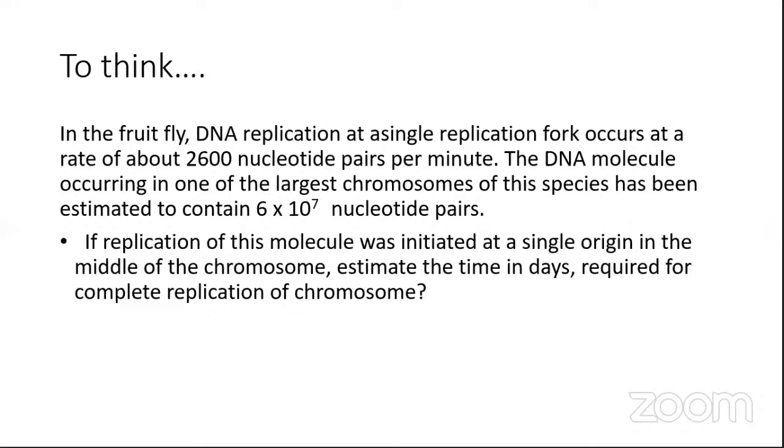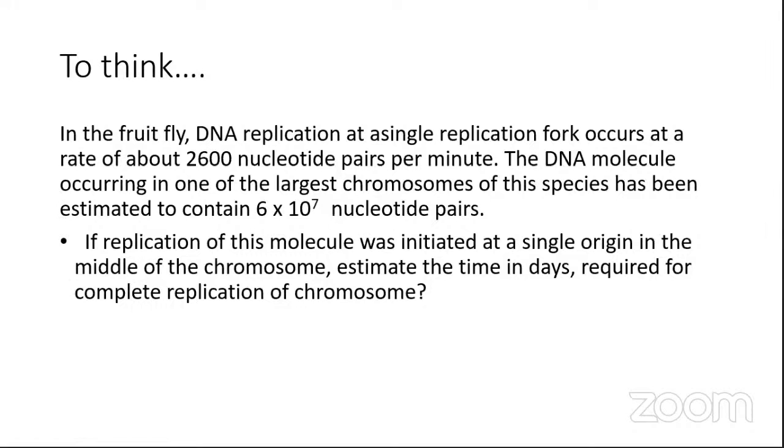It is given that in a fruit fly, DNA replication occurs with a single replication fork, and its speed is 2600 nucleotides per minute. The question gives you the total length of the chromosome, that is 6 into 10 power 7 nucleotide pairs. This is the basic information given in this question. You can read the question once if you want to understand it better.